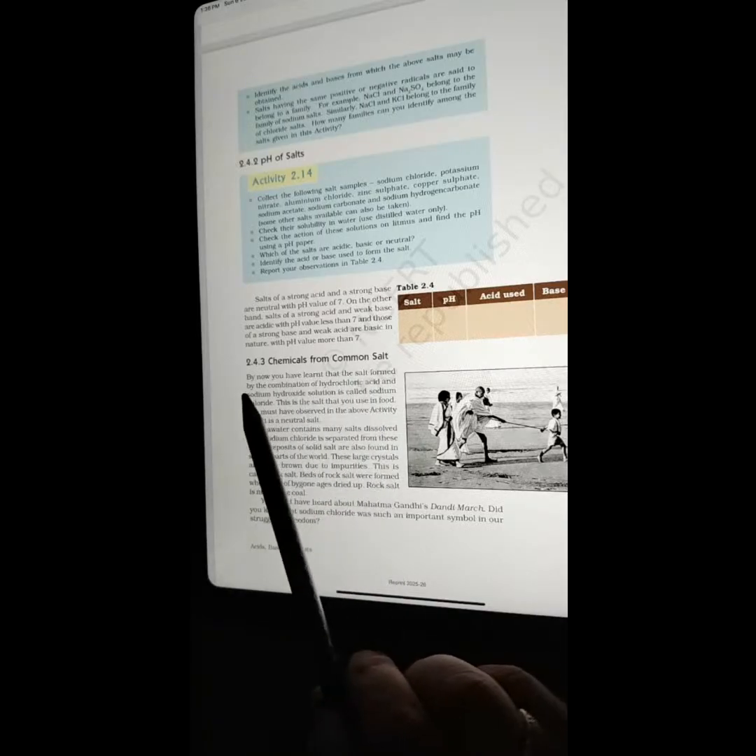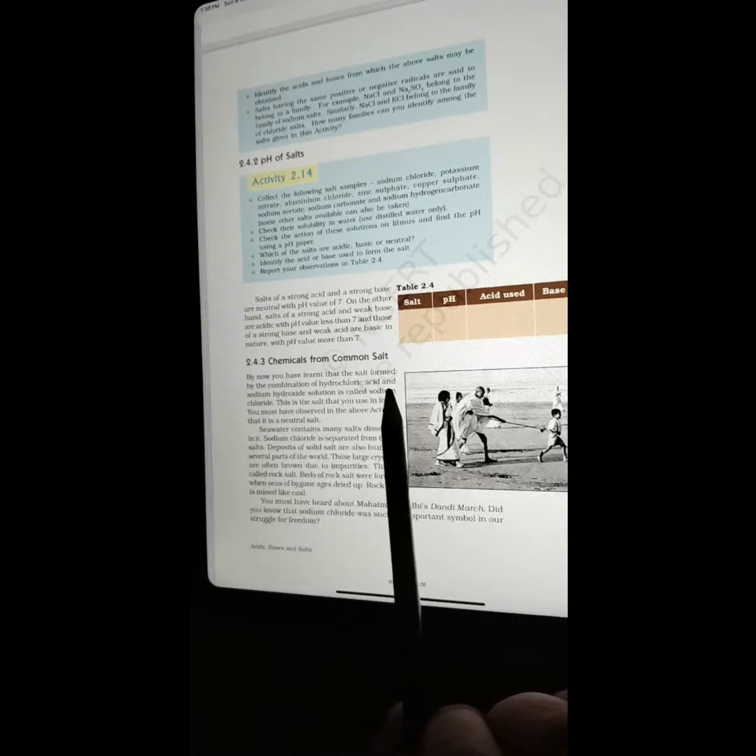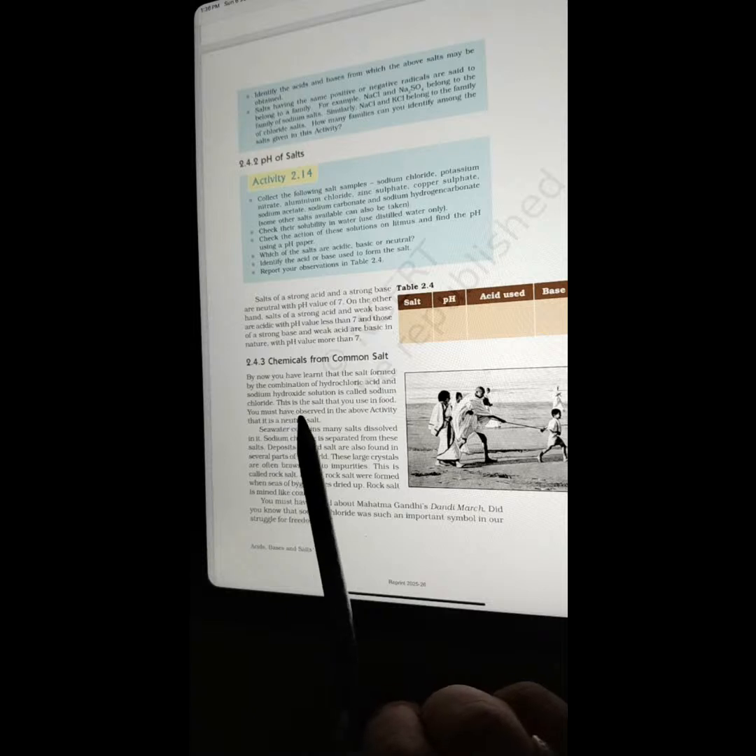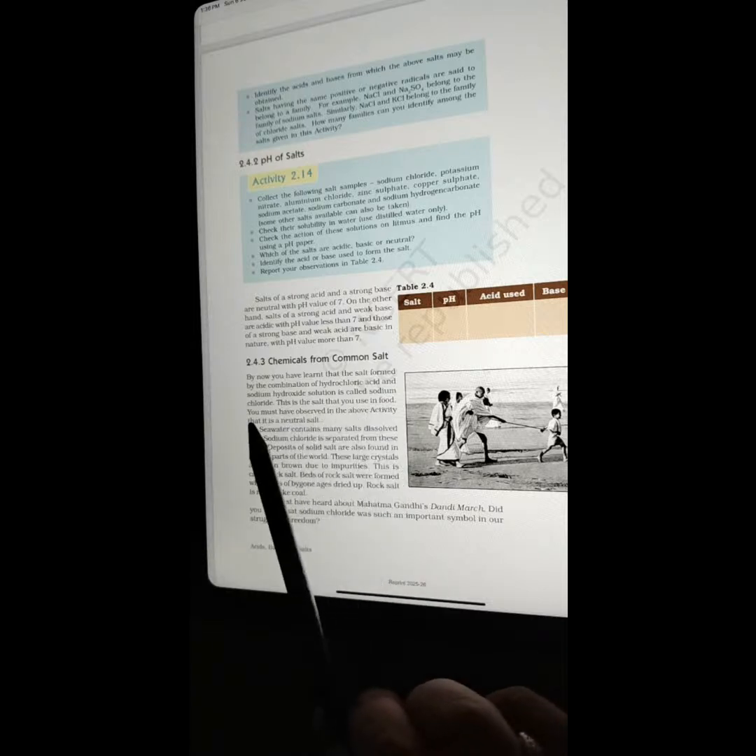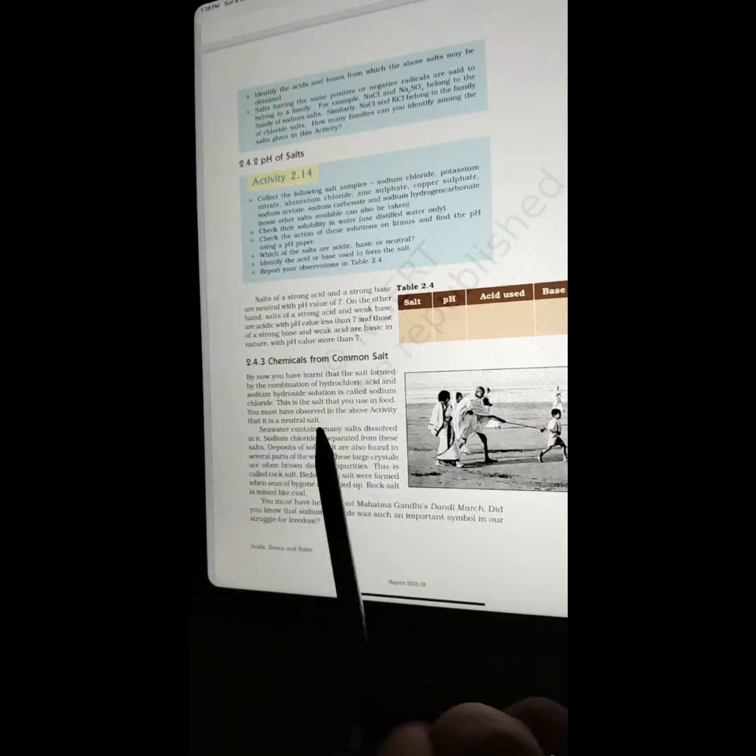2.4.3 Chemicals from common salt. By now, you have learned that the salt formed by the combination of hydrochloric acid and sodium hydroxide solution is called sodium chloride. This is the salt that you use in food. You must have observed in the above activity that it is a neutral salt.